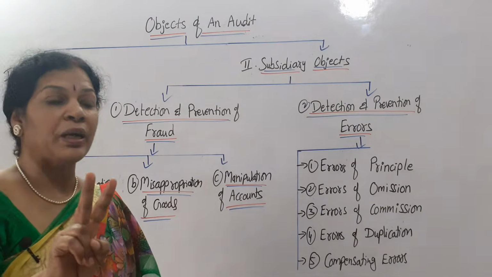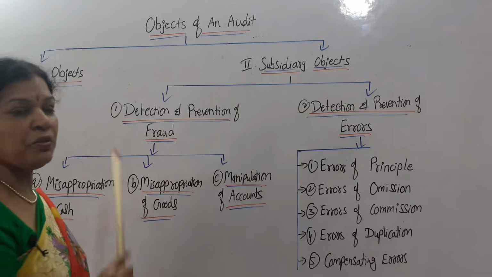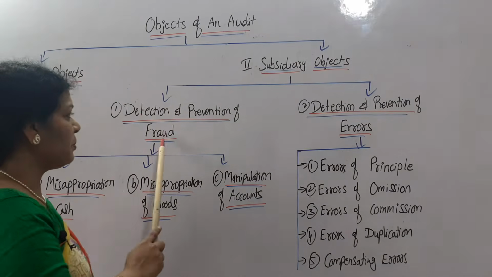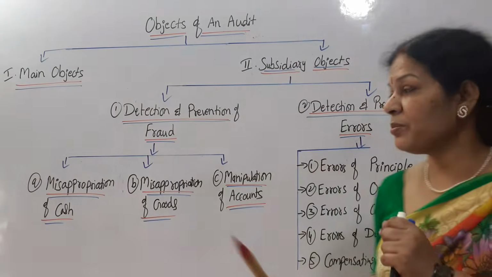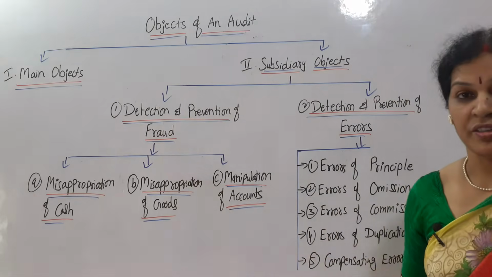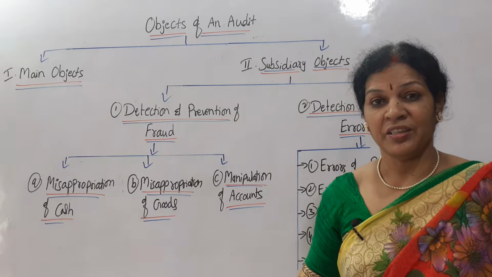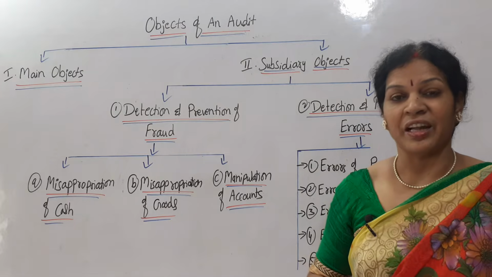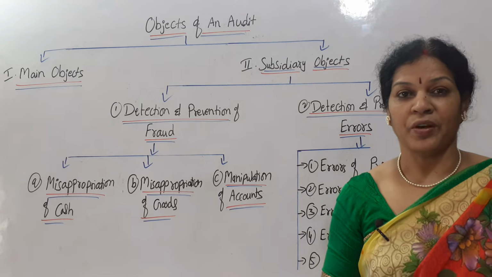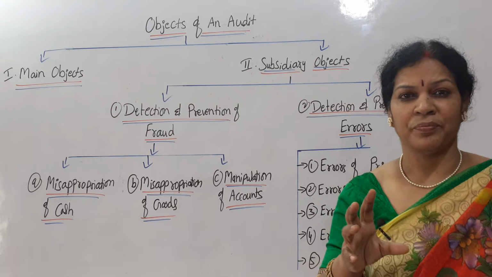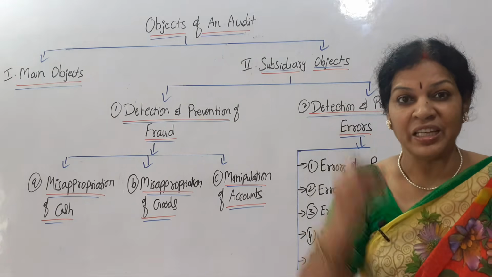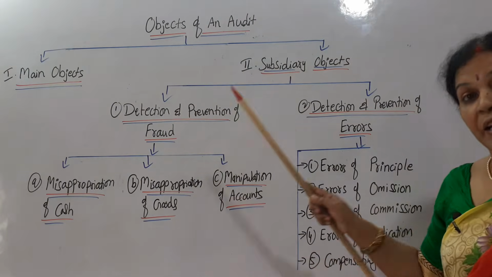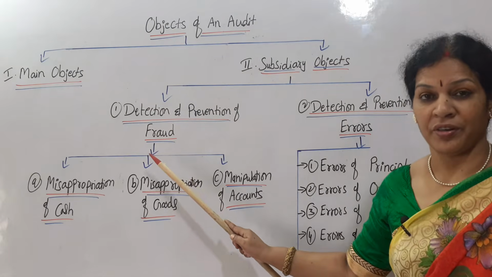Now let us discuss in depth about the subsidiary objects. Subsidiary objects are two types. First one is detection and prevention of fraud and detection and prevention of errors. What is this detection and prevention of fraud? You must know the difference between fraud and error. Fraud means intentionally, deliberately to deceive someone. If you do anything like that, it is called fraud. Fraud is intentionally, with a bad intention, with a bad thought, doing something deliberately. So this kind of frauds, detection and prevention of fraud.